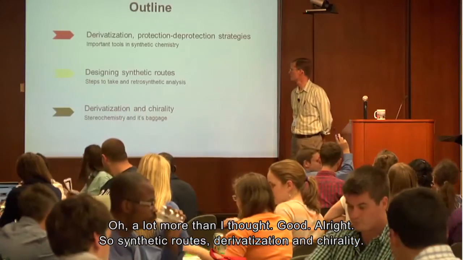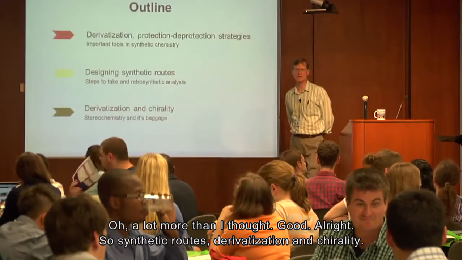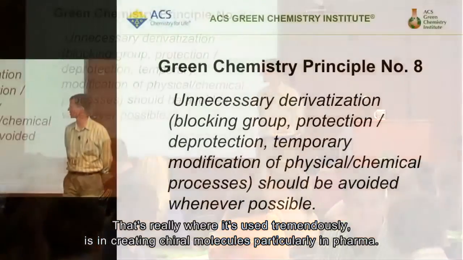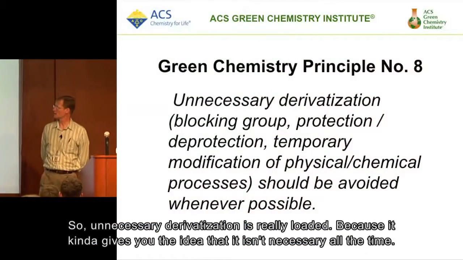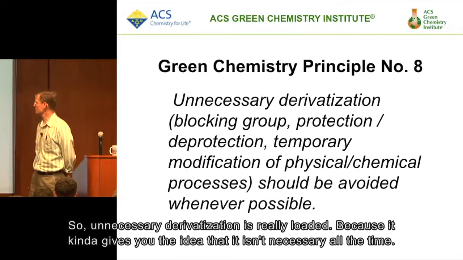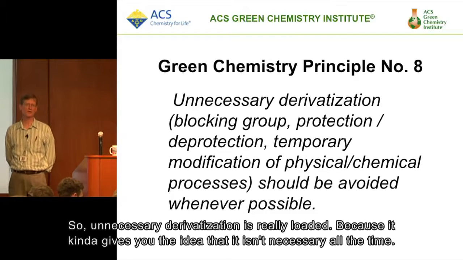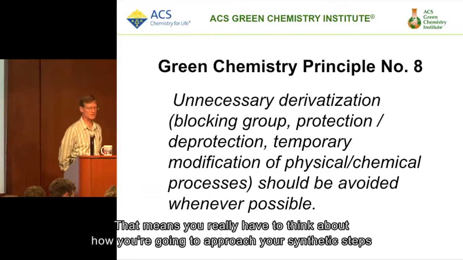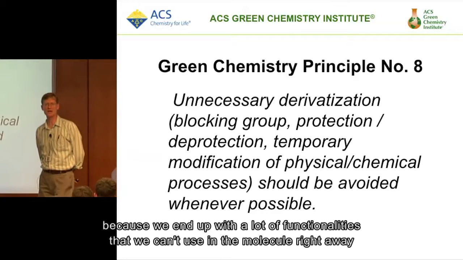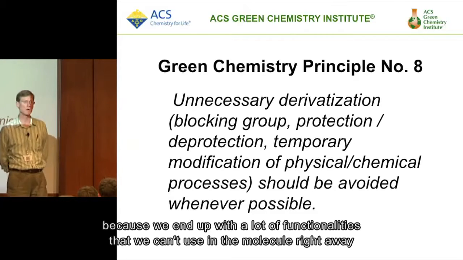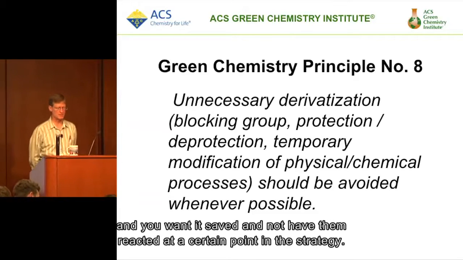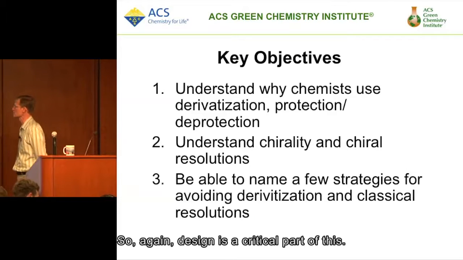Good. All right. So synthetic routes and derivatization and chirality, that's really where it's used tremendously, in creating chiral molecules, particularly in pharma. So unnecessary derivatization is really loaded because it gives you the idea that it isn't necessary all the time. That means you really have to think about how you're going to approach your synthetic steps, because we end up with a lot of functionalities that we can't use in the molecule right away, and we want to save them and not have them reacted at a certain point in the strategy. So again, design is a critical part of this.